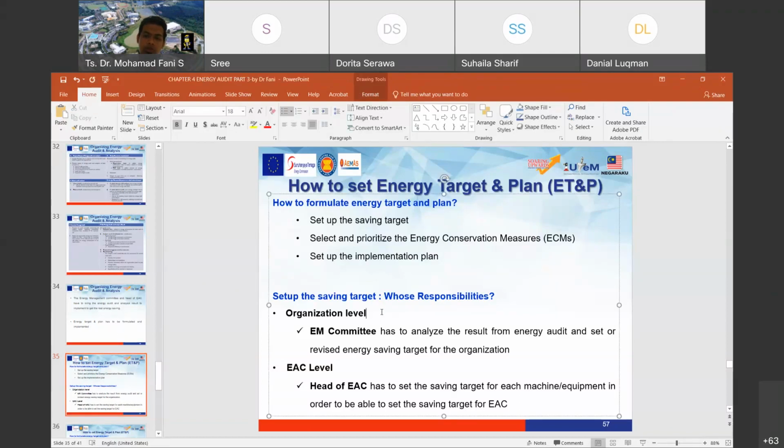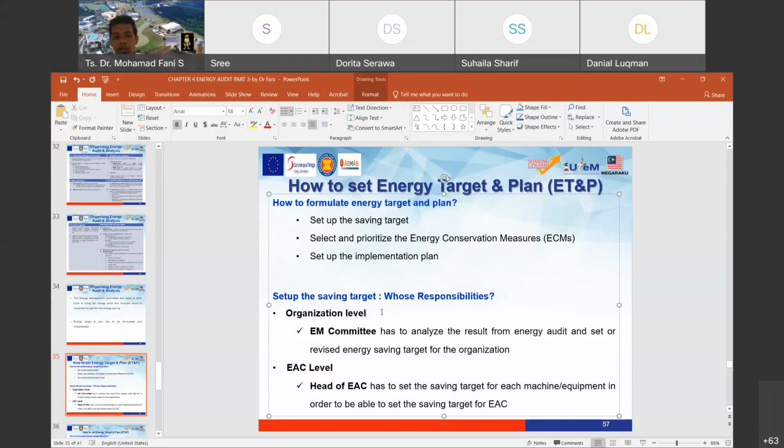And try to do the implementation plan that involves all the organization levels. For example, the energy management committee, what they need to do to implement the energy conservation measures. And for the EAC level, energy accounting center level, what's the responsibility for the head of EAC?